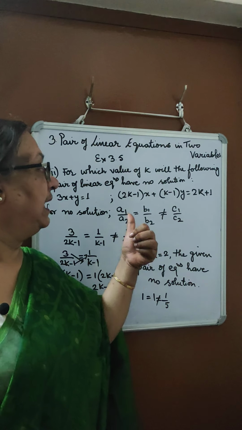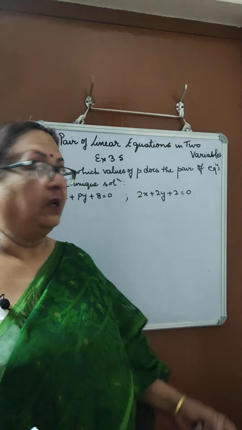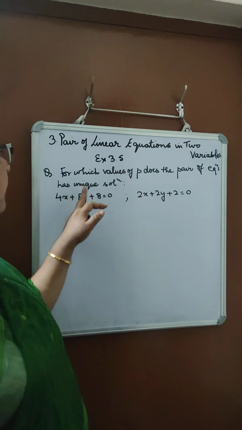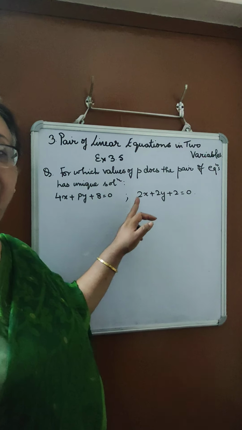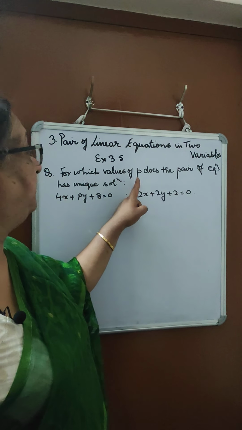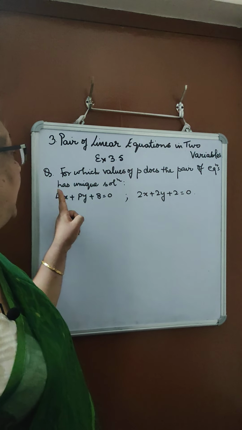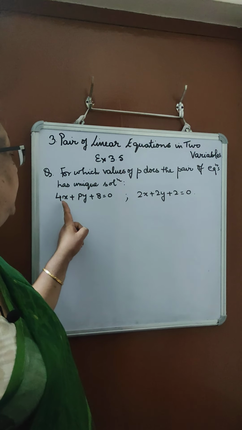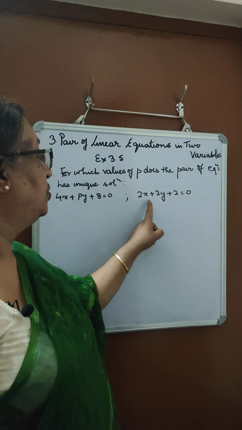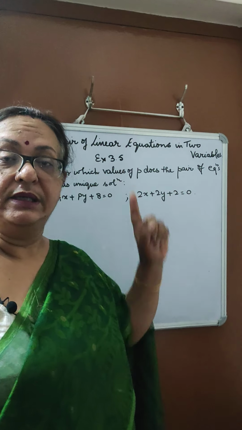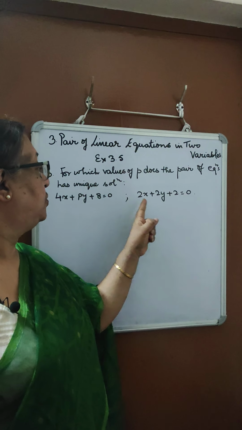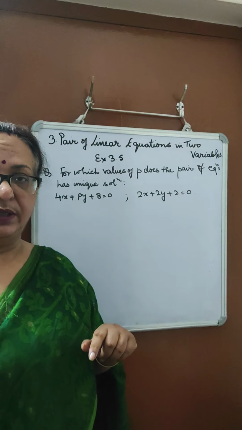Okay, come on, let's see another sum of this type. Yes, another question from your book, not from exercise 3.5. This is a solved example from your book. Now just see here, for which values of p does the pair of equations have a unique solution? 4x plus py plus 8 equal to 0, and the second equation is 2x plus 2y plus 2 equal to 0. Now we have to find the value of p for which these two have a unique solution.